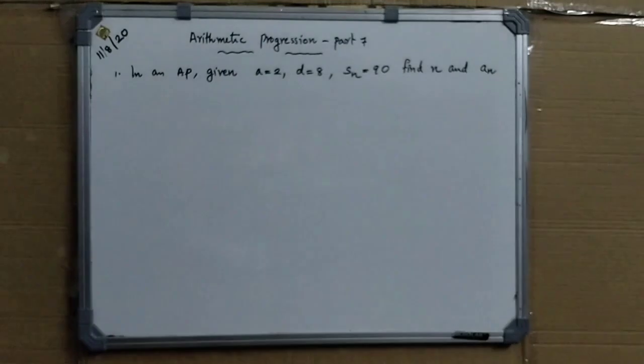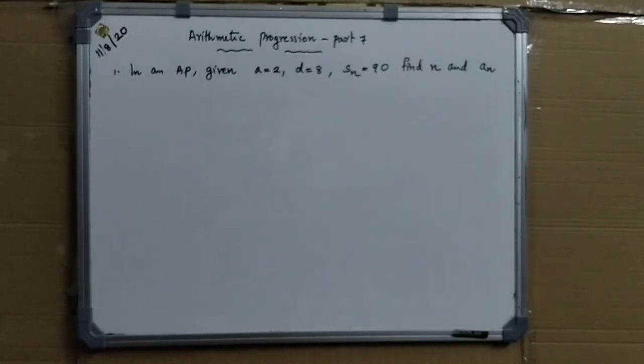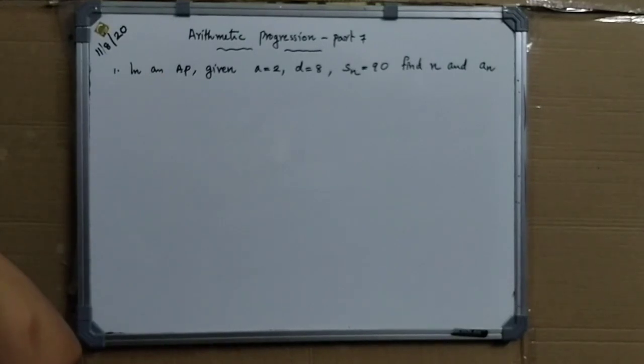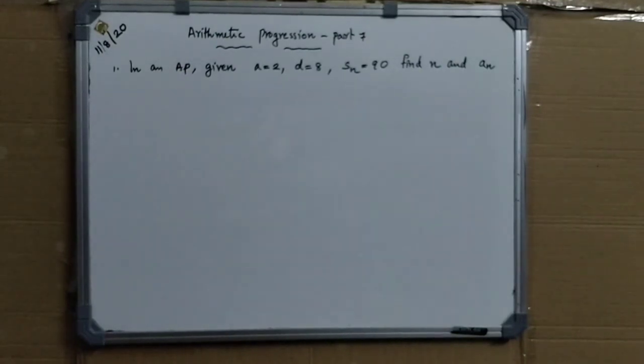Good morning children. Today let us continue with arithmetic progression. In our previous classes you have learned about AP: how to frame it, how to identify whether it is forming an AP, how to identify the first term, the common difference, and how to find the number of terms.